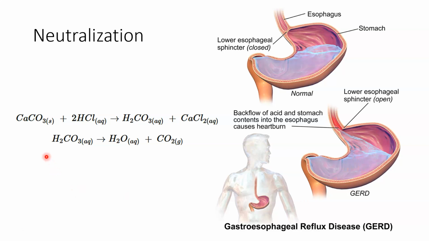So we saw this in our carbonates lab. And if you have your calcium carbonate reacting with hydrochloric acid, you get carbonic acid here and calcium chloride. And then your carbonic acid here can be neutralized. It can form water and carbon dioxide.